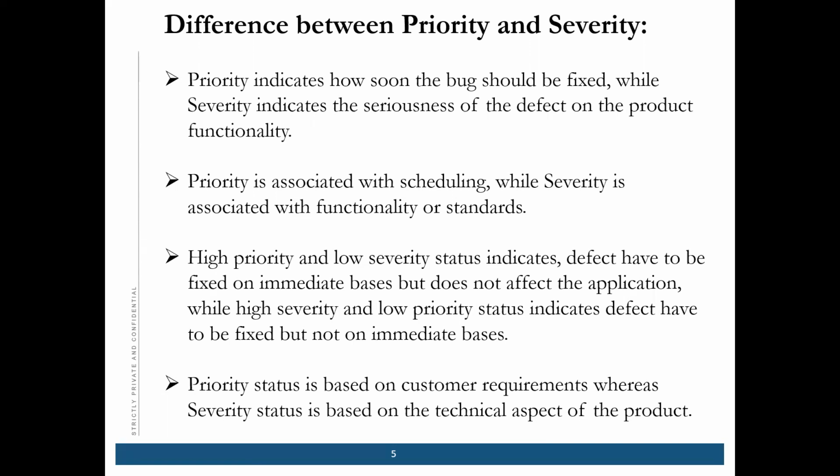Priority indicates the timeline, whereas severity indicates how it is affecting the whole system. Correct. So priority tells you how soon the defect should be resolved, while severity tells how much functionality it is breaking and how much time it will take to resolve that defect. Okay.